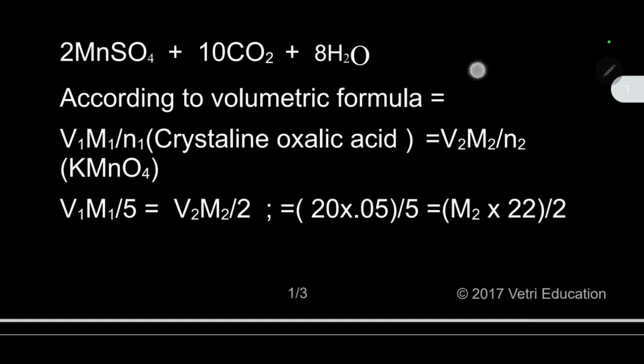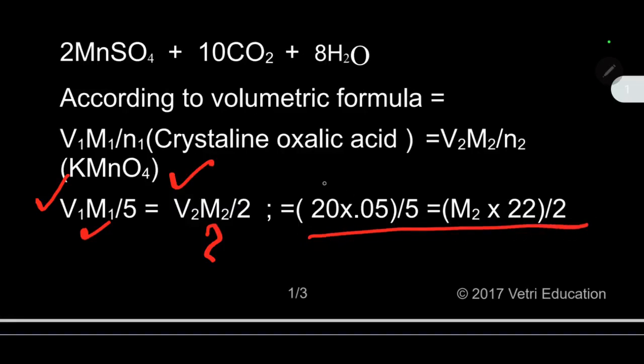Now, this is the standard solution of crystalline oxalic acid, volume 20 ml, and M1 from the calculation is 0.05 M. Coming to potassium permanganate, the volume we have noted is 22 ml. We have to estimate the molarity of potassium permanganate, M2. So I am now substituting: 20 ml of oxalic acid, molarity 0.05, divided by 5 moles, equals M2, the molarity of potassium permanganate, with the volume noted from the burette, 22 ml.